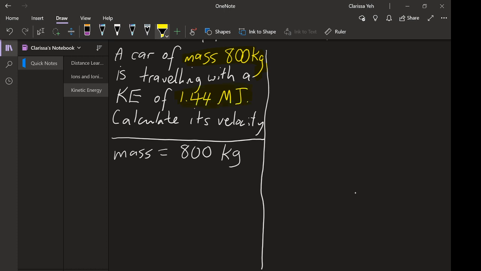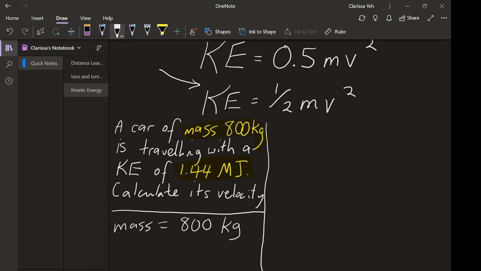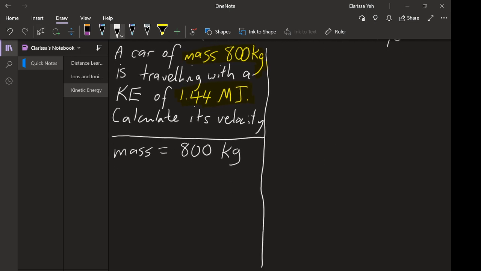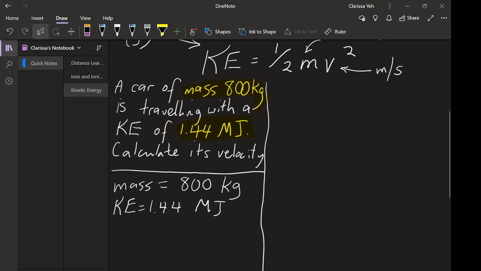Remember, guys, when it comes to all of our formulas, the correct unit that has to go in is just a regular joule, not kilojoule, not megajoule. It's just a regular joule. Mass is in kilograms, and velocity is in meters per second. So mega means 1 million. If I have 1.44 megajoules, how many regular joules do I have? Because that is the unit that I have to put into the formula.